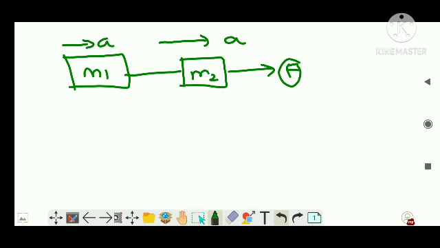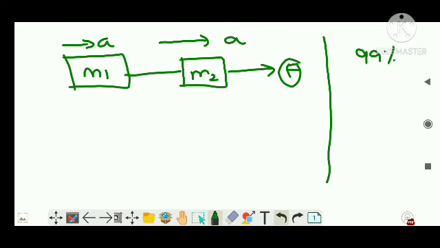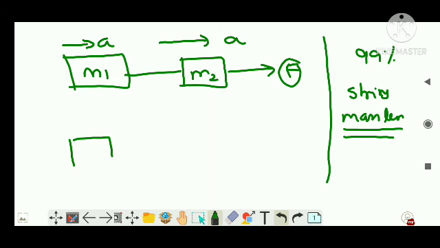Now moving on, how can we do this one? See, around 100%, or I can say 99% of the CBSE board questions or NEET questions, the string is always considered massless. That is, the string's mass is never considered. So always it is mentioned. So let's say similarly this string is also massless.